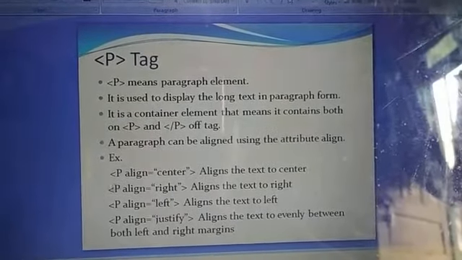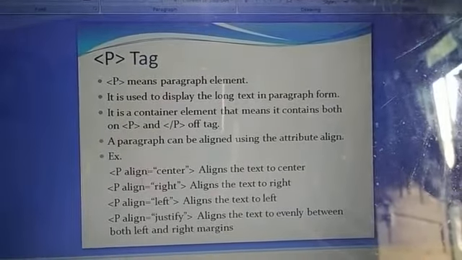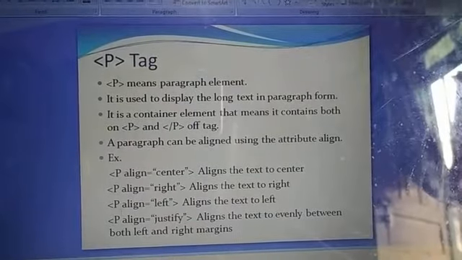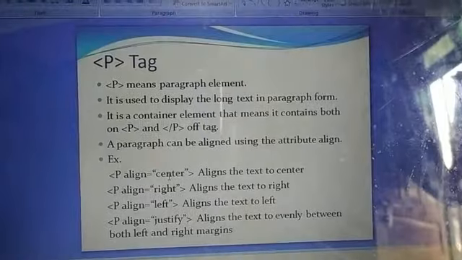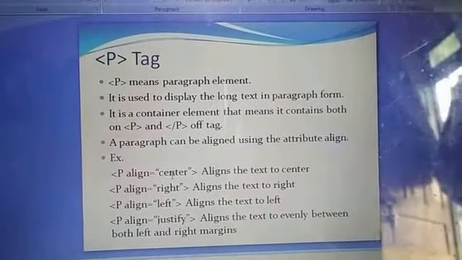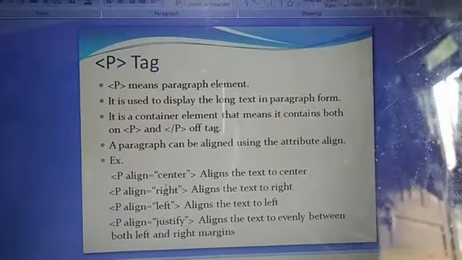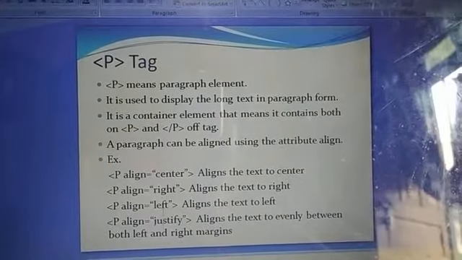Now in class 6 we have learned attributes of the element. So here align is the attribute of the element P. It has various values, like you can align the text or a paragraph in center or right or left or justify.